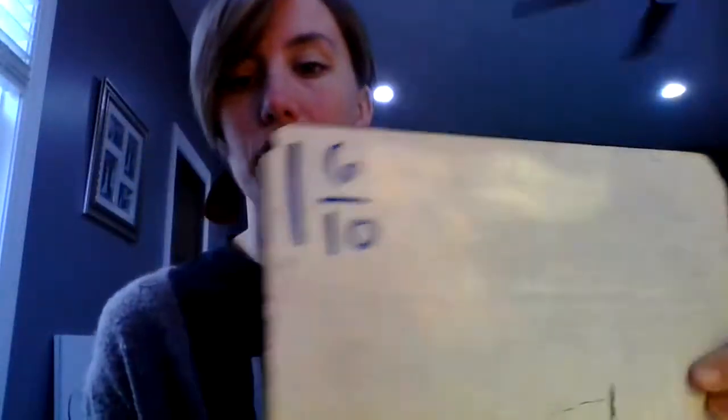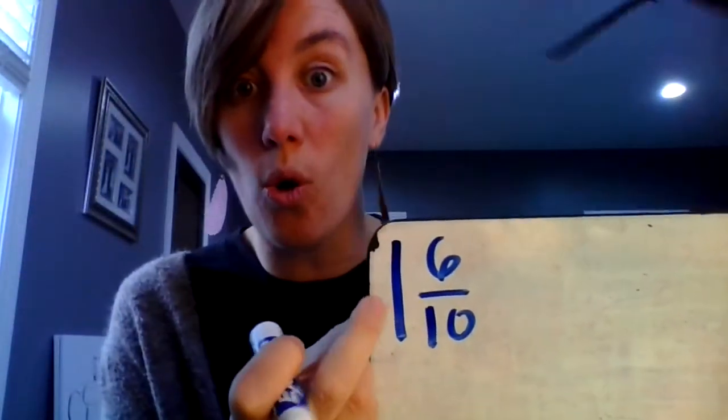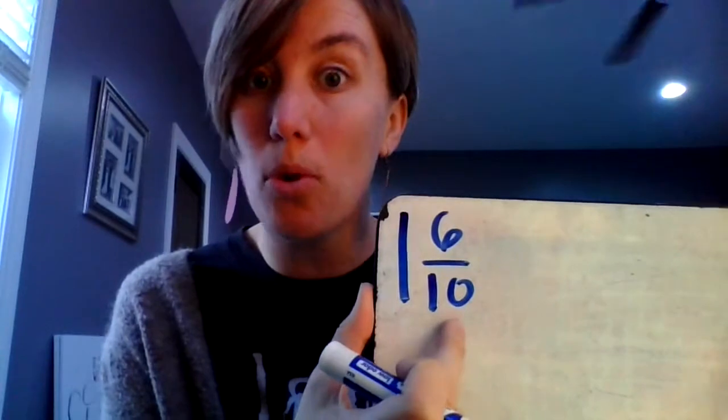Tara rode her bike 1 6/10 miles. Notice she rode it 1 whole mile and then this portion of a mile. What decimal describes how far she rode her bike? You have already written a fraction as a decimal. I'm reading right on page 496. You can also write a mixed number as a decimal. You can use a model or you can use a number line.